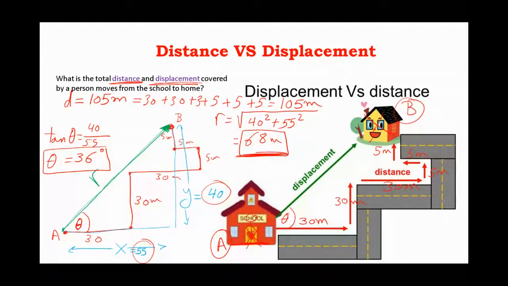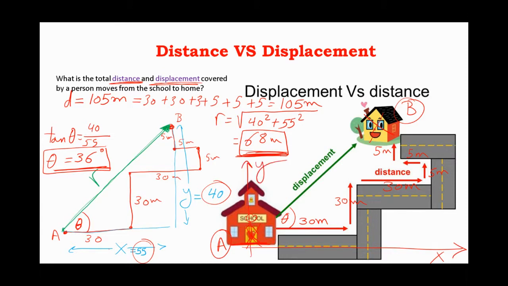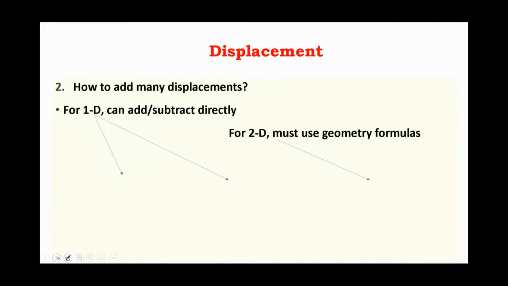The magnitude of the displacement is 68 meters with an angle 36 degrees northeast, or north of east. Also, if you have frames x and y, you can say it's 36 degrees with the x-axis, or sometimes we write the positive x-axis. You can say that if you have frames or axes. So this is the difference between distance and displacement. I hope you understand it. Let's move to something else.